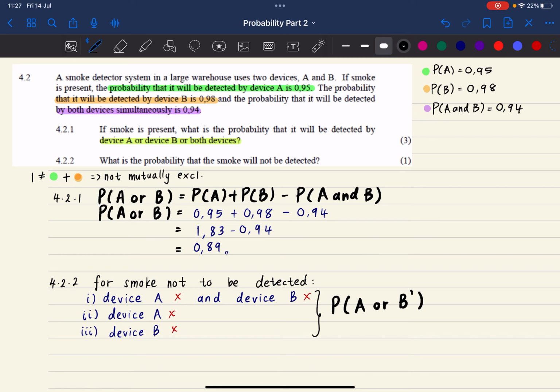Firstly, why did I say A or B? That's the first question you might ask. Why did you say A or B, sir? Because A or B means A or B or both. And for smoke not to be detected, it needs to not be detected by A, B, or both. Why did you say complement, sir? I'll tell you why. Just relax, don't be so pushy. That's maybe what you're thinking. Why are you saying complement?